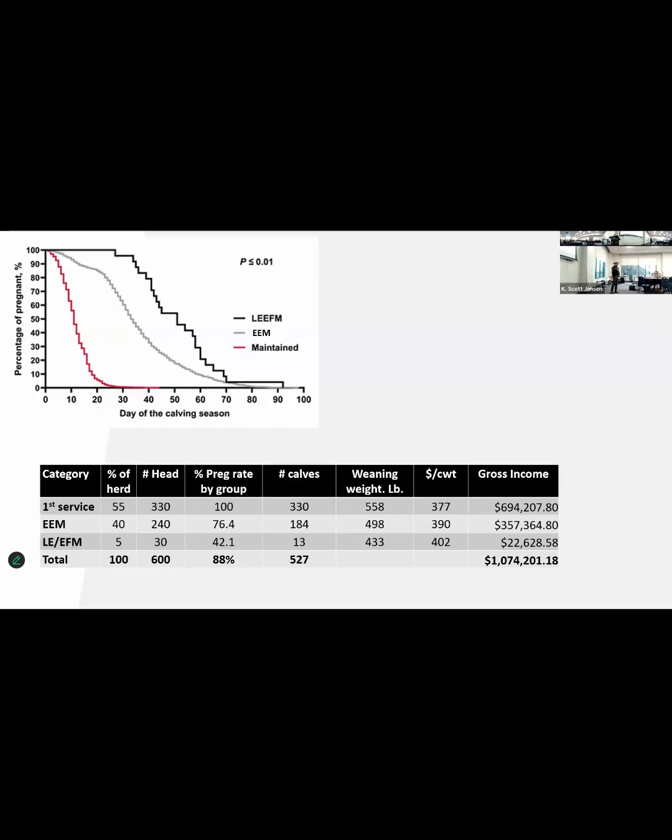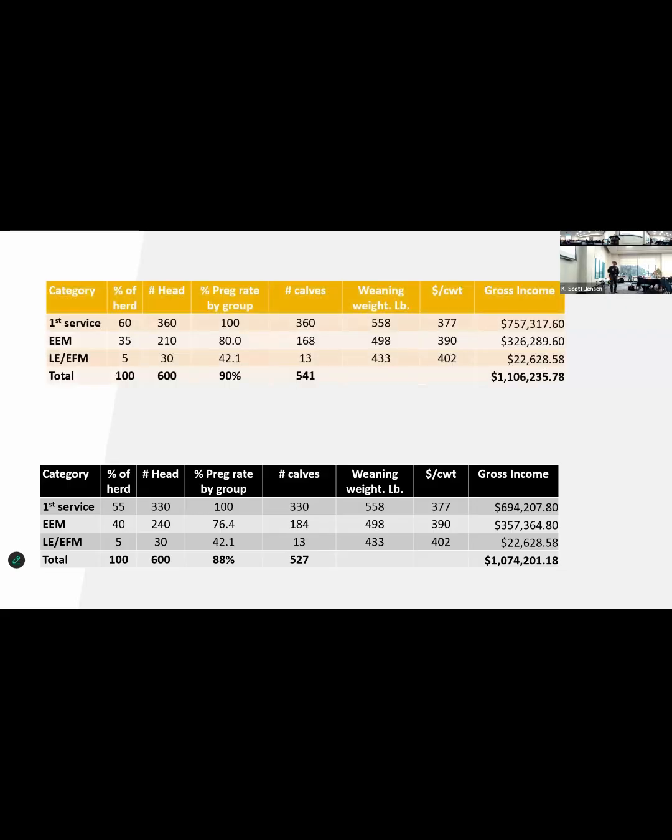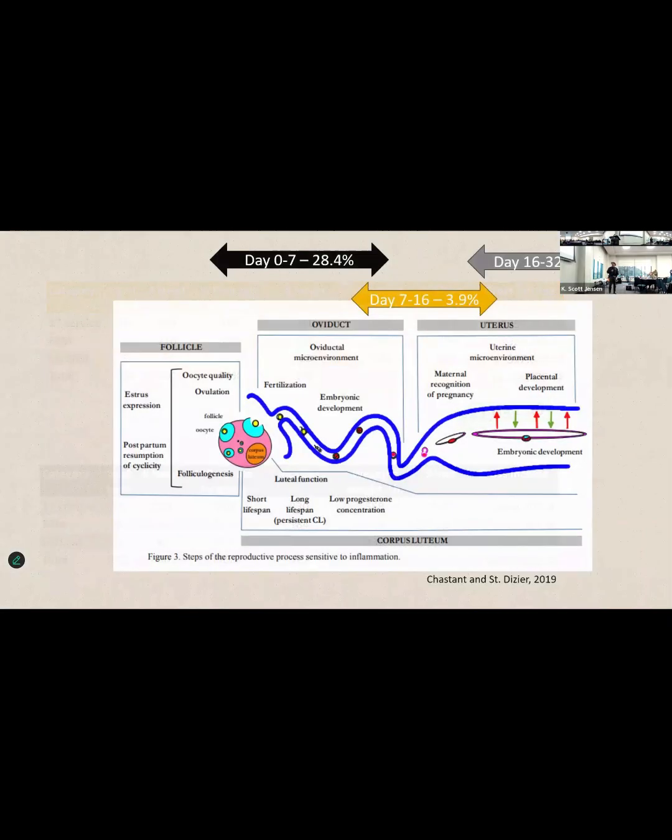What if we change that? What if we can do something to change part of that equation? So what if we shift 5% of those early embryonic mortalities up into that first service category? We end up picking up about 2% overall pregnancy rate. We end up picking up $32,000 or about $5,000 per 100 cows in value if we can do that. So that's what we're going to talk about today, how we might be able to do that.